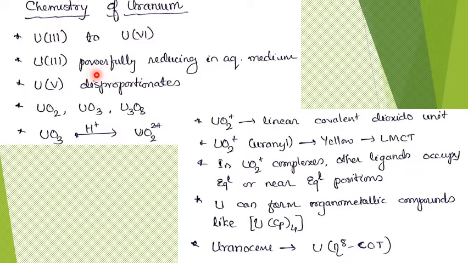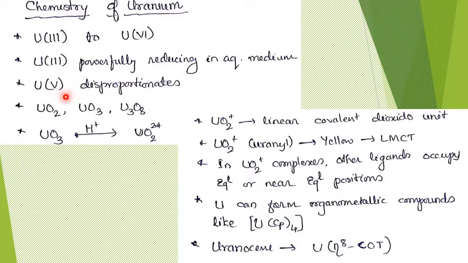Uranium in its 3+ oxidation state is powerfully reducing. Why is it powerfully reducing? We can understand it easily. It can undergo oxidation, so it can donate electrons to some other species. Therefore this is a powerful reducing agent in aqueous medium, right?